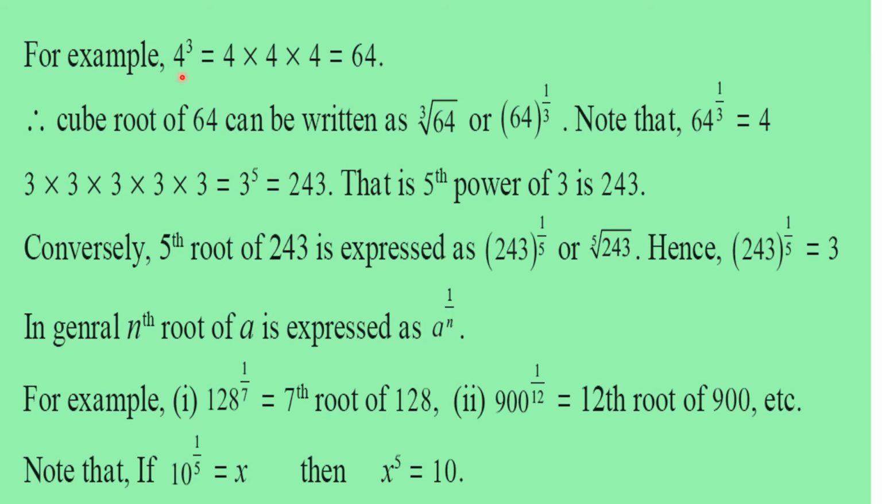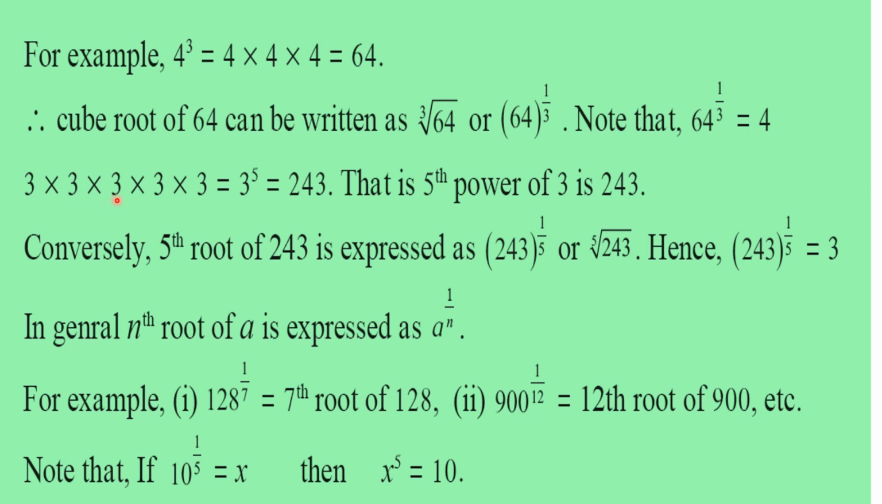For example, 4 raised to power 3 is equal to 4 into 4 into 4 is equal to 64. Therefore, cube root of 64 can be written as cube root 64 or 64 raised to power 1 upon 3. Here we can write the cube root of 64 in this way. Note that 64 raised to power 1 upon 3 is equal to 4. The cube root of 64 is 4.